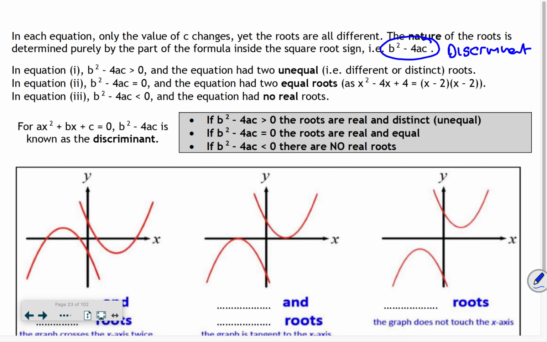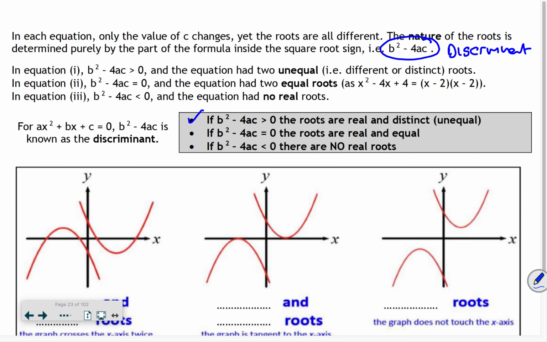But we're now going to start talking about real numbers. Real numbers are numbers that exist in life. If you can see them, if you can touch them, then they're real. So if b squared minus 4ac is bigger than 0, then we say that we have two real and distinct roots. And that's what this first bullet point is here.